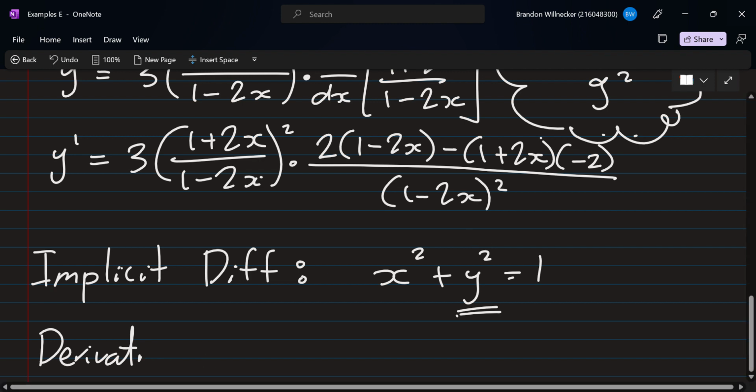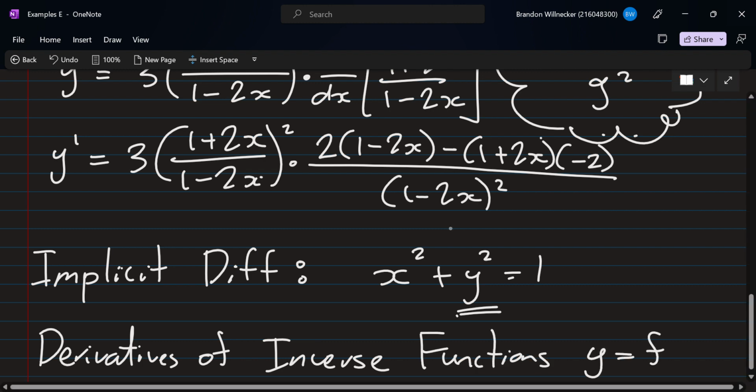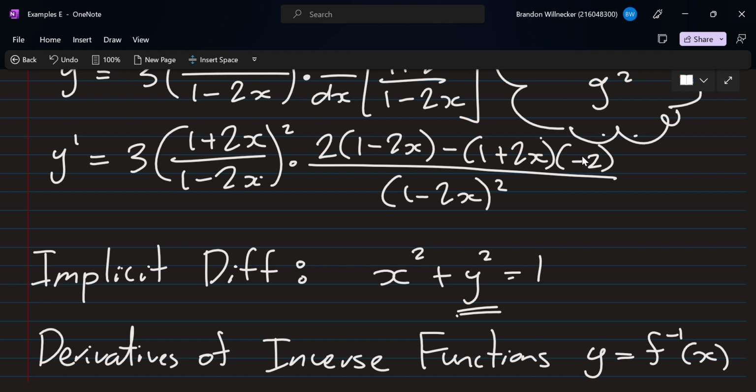of inverse functions. That is when we have y is equal to f inverse of x. Sometimes the inverse function can be a bit complicated, and you may have not worked with it so much. How do we find the derivative of such functions? For example, sine inverse or arcsine, cos inverse, the natural log, and so on. How do we find the derivative of those functions? We will save that for the next lecture.